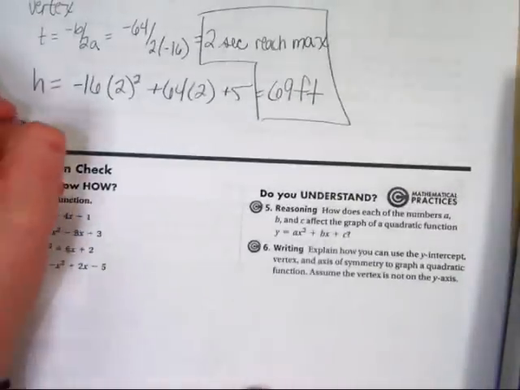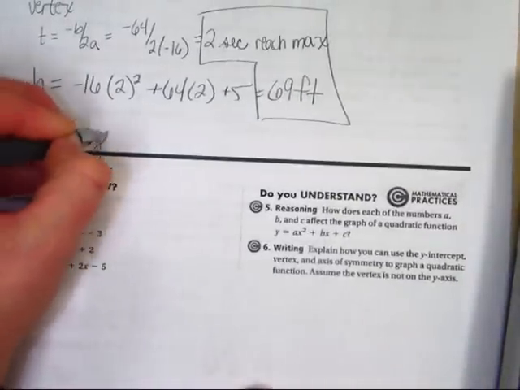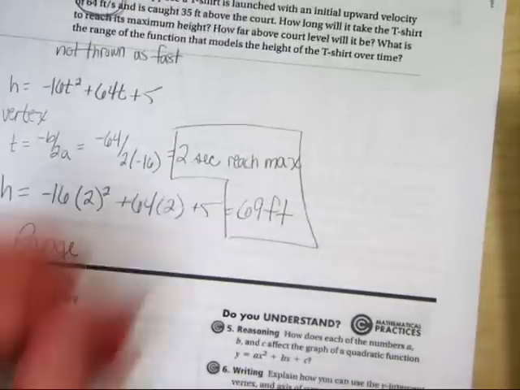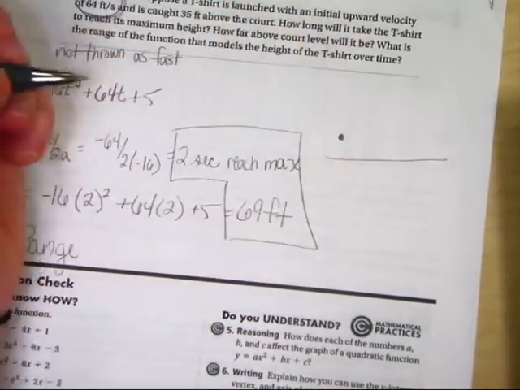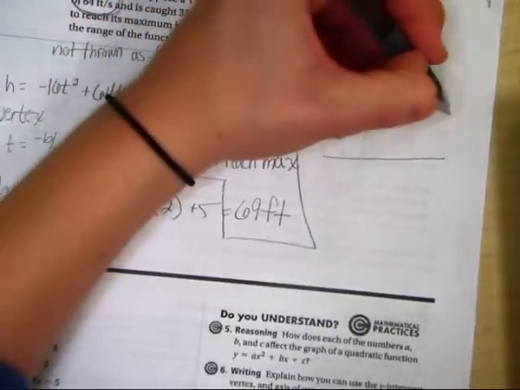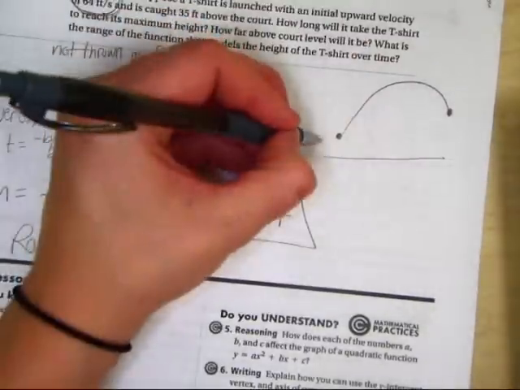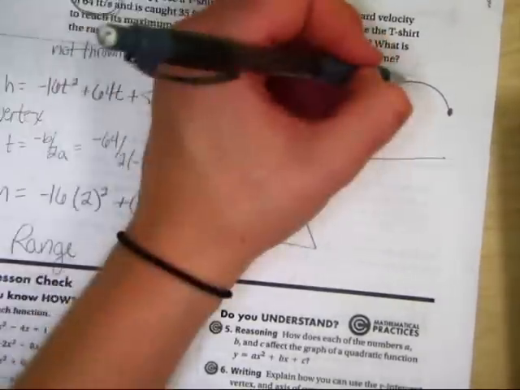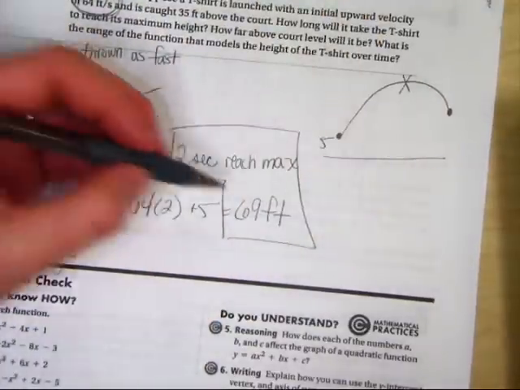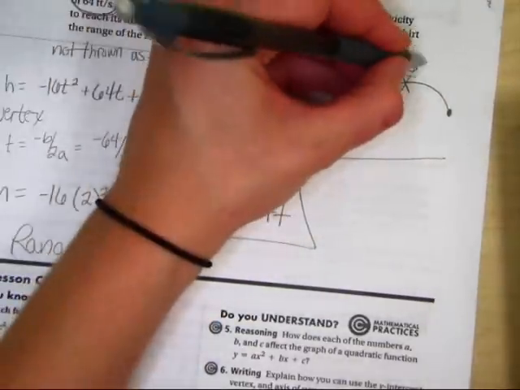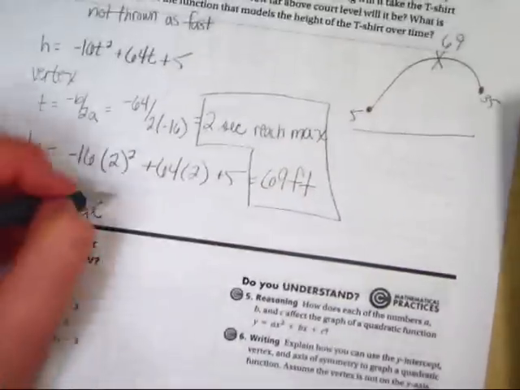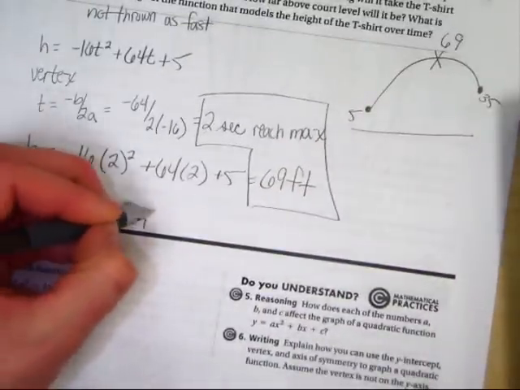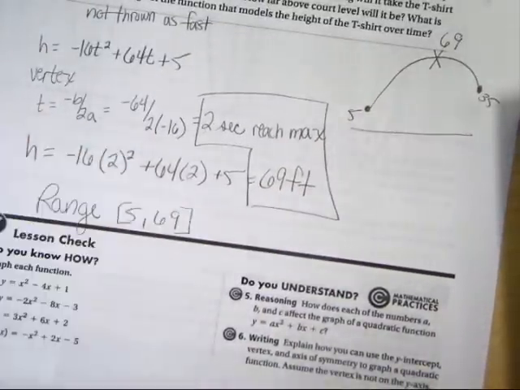Let's talk about the range. If you're a visual learner like I am, here's the court. Here's where it starts. It goes up and it's caught. It starts at 5 feet. Way up here it reaches its max. What did we figure out? 69. It's caught at 35. So the range is 5 to 69.